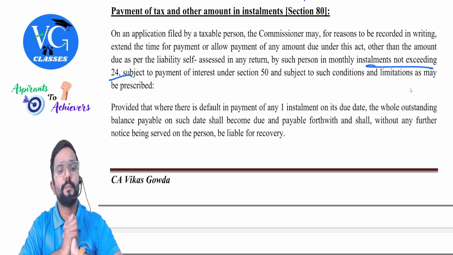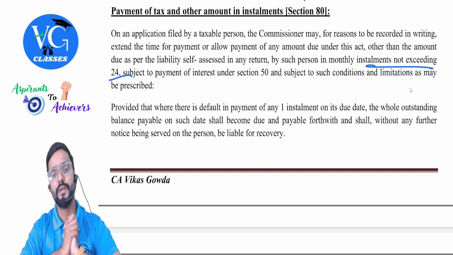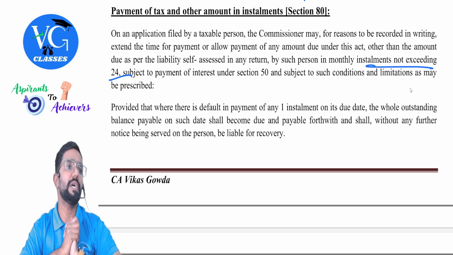Proviso. Provided that where there is a default in payment of any one installment on its due date, the whole outstanding balance payable on such date shall be due and payable forthwith and shall, without any further notice being served on the person, be liable for recovery.